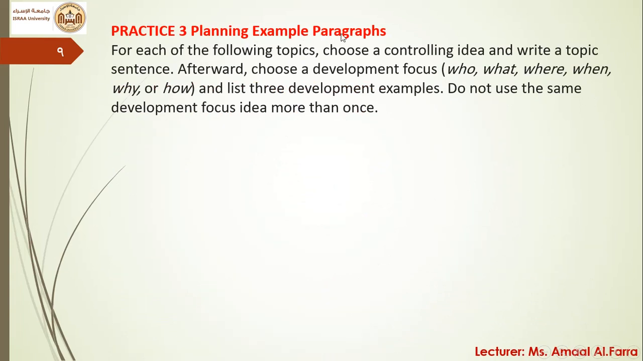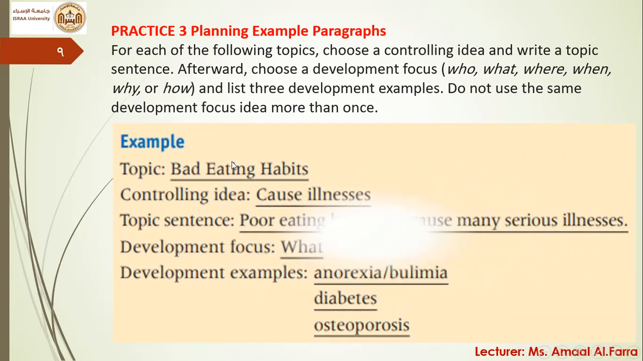Plan an example paragraph. For each of the following topics, choose a controlling idea and write a topic sentence. Afterwards, choose a development focus, one of the questions, and list the 3 development examples. Do not use the same development focus idea more than once. So you have to use only one focus idea in these examples. Now, look here. This is an example. Then later on, I want you to do as this example.